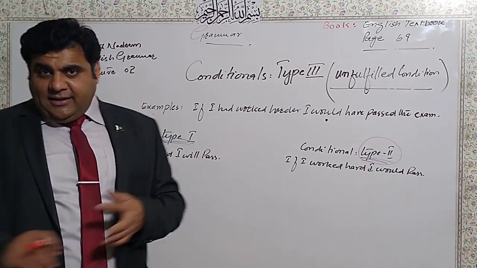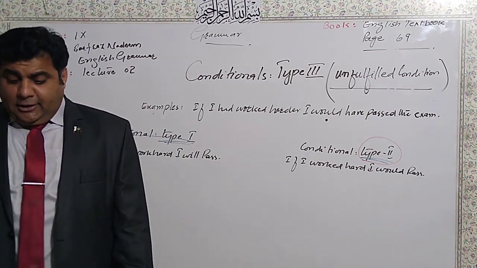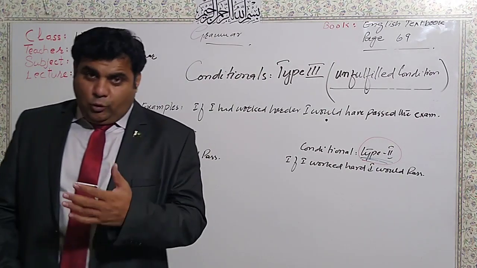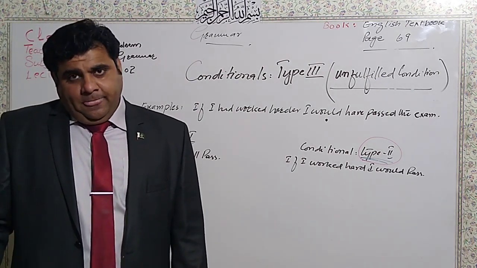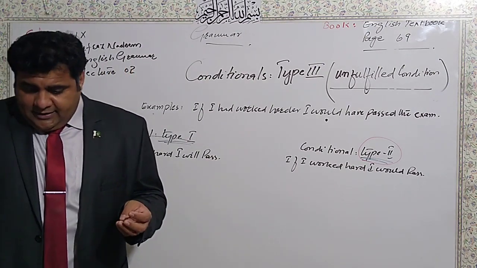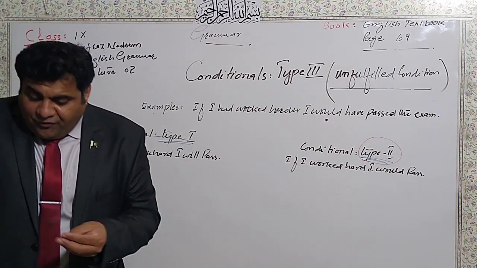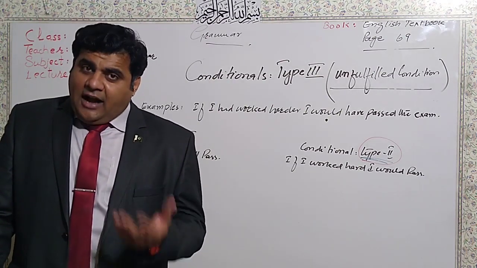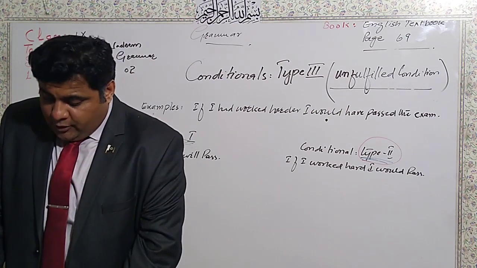After conditional type 3, dear students, when we open the book from page number 69 to 70, turn to page number 70, we will find a few exercises over there. It is very good for us to have a look at these exercises. Exercise A: find the kinds of adverbs in the lesson. What are the kinds of adverbs? Adverb of manner, adverb of place, adverb of time, adverb of frequency, adverb of degree. So 5 kinds of adverbs are written in this book. You are supposed to find the kinds of adverbs from the lesson and write them in the book.